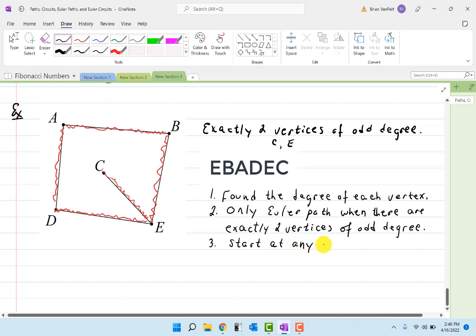At any odd degree vertex for an Euler path.